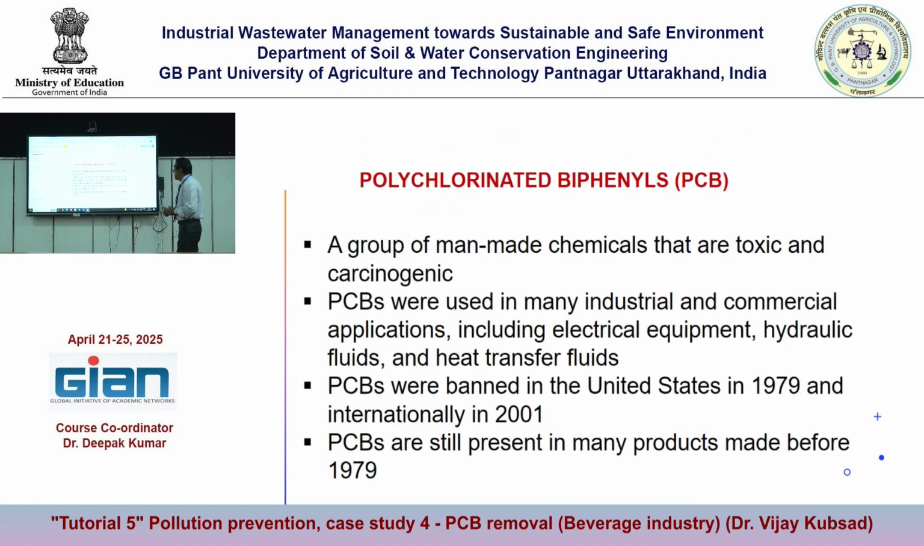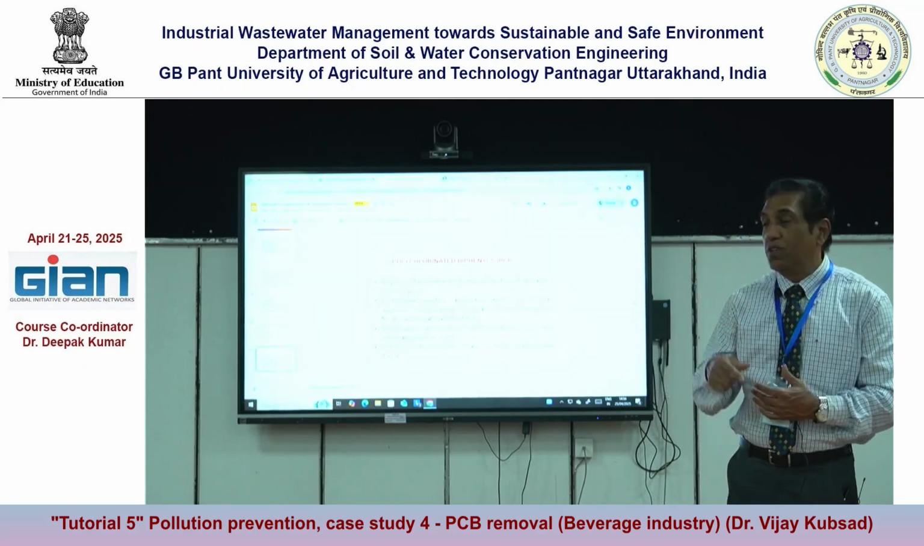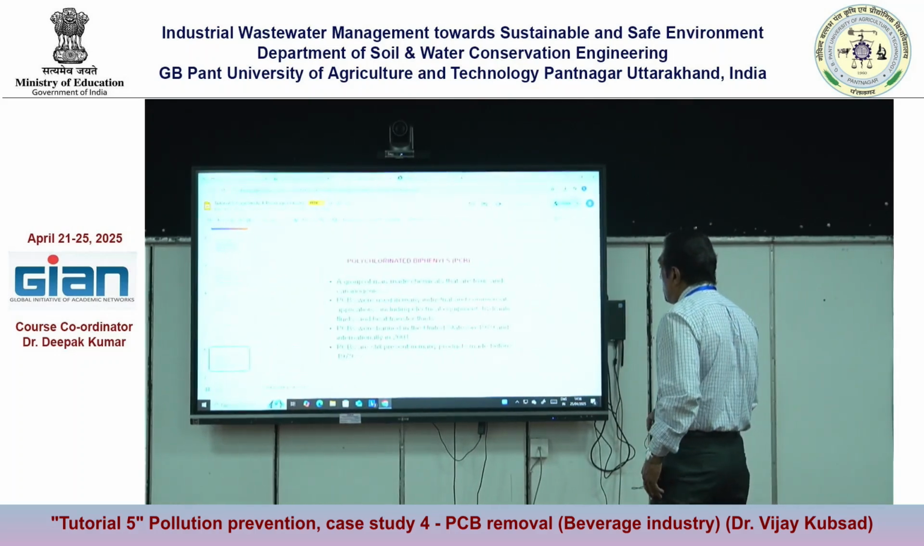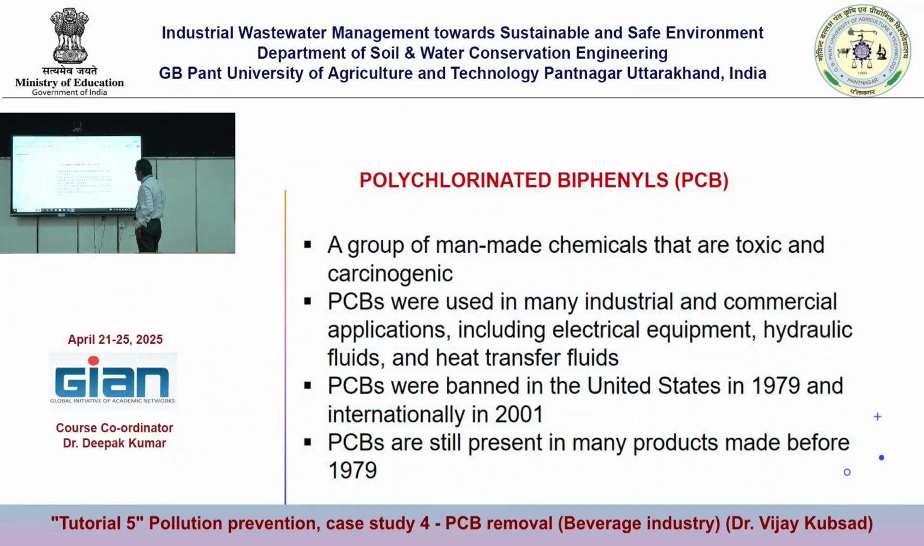PCBs are a group of man-made chemicals that are toxic and carcinogenic. That is what I was expecting. We make them. How has this come up? That was your question yesterday. It is because we make them to make better products, for better marketing. We don't see the consequences. PCBs were banned in the US in 1979, internationally too. PCBs are still present in many products made before.